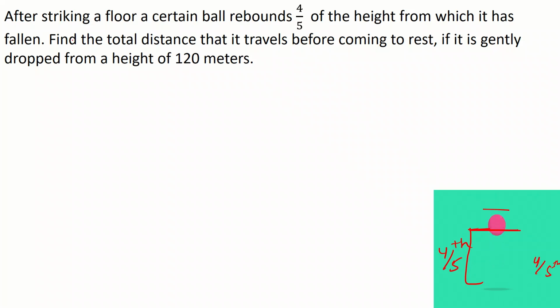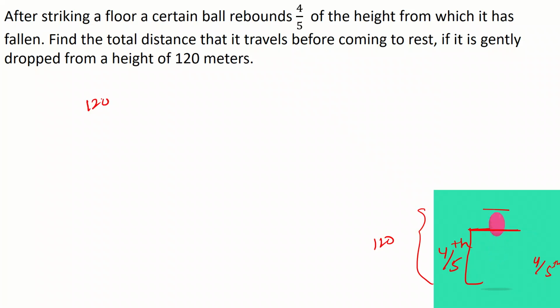Let's read the question once again. After striking the floor, a certain ball rebounds 4 by 5 of the height. That means it bounces back 4 by 5th of the height. So it will not reach the entire height. It will be somewhere below the original height, which is of course obvious. It cannot bounce more than its actual height, which it has fallen. Find the total distance that it travels before coming to rest if it is dropped from a height of 120 meters.